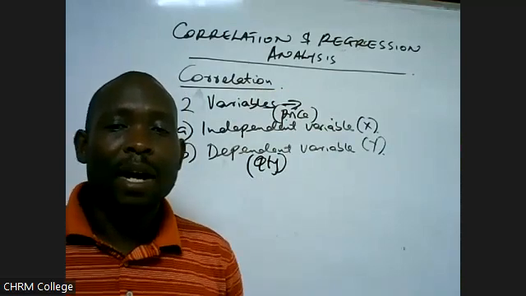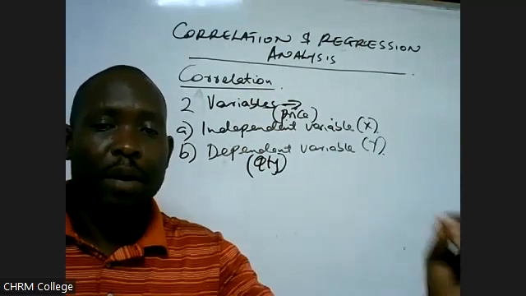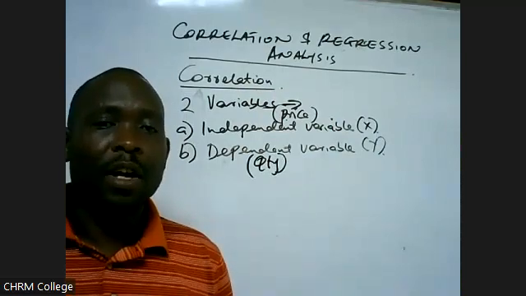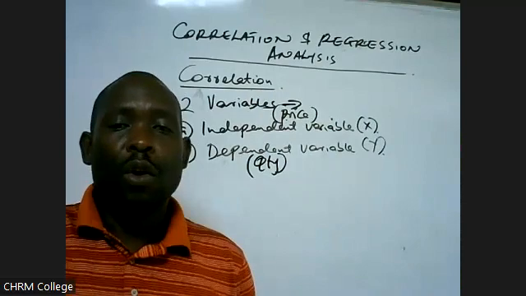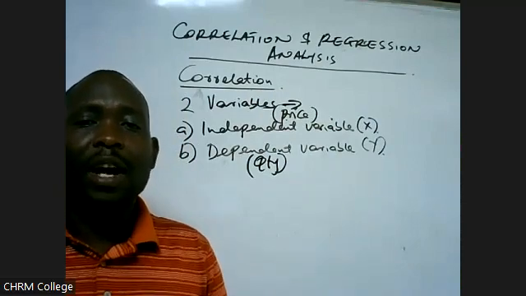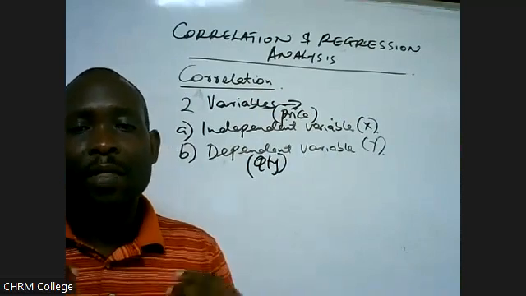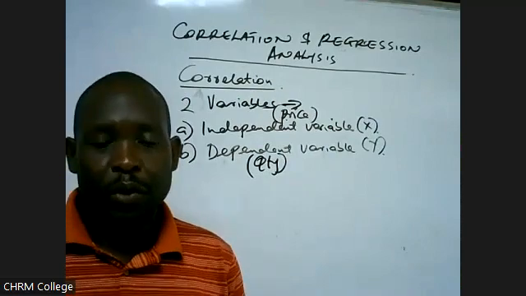You can be a farmer as well. You are going to look at maybe the quantity of input, maybe fertilizer, versus the quantity of harvest, which is the produce. When you are trying to measure how these two variables are relating with each other, then you are determining the correlation.